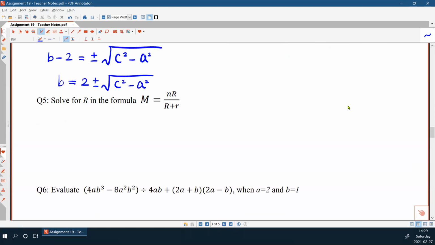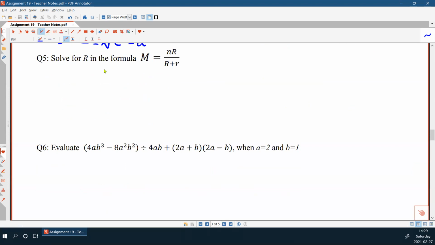Okay, now let's proceed to question 5. Solve for R in the formula M equals small n times R divided by R plus small r. Here we want to solve for the uppercase R, so let's put any items that contain R on one side and anything else on the other side, right? So by cross multiplication, first you will get this one, right?